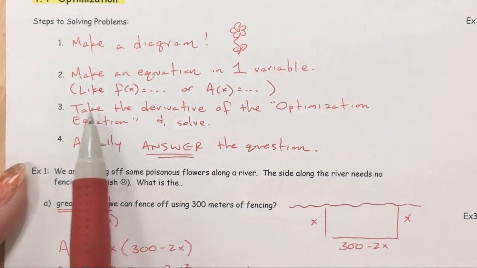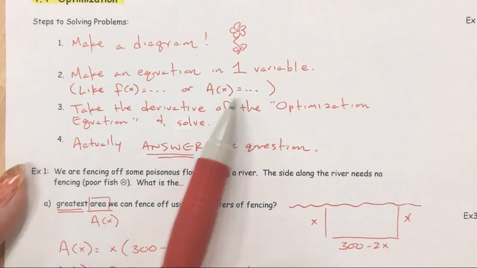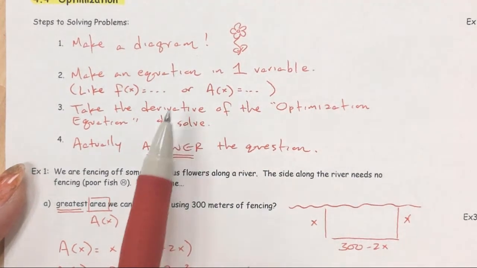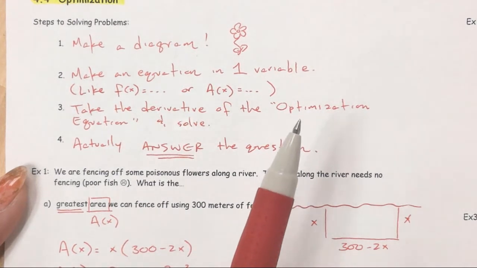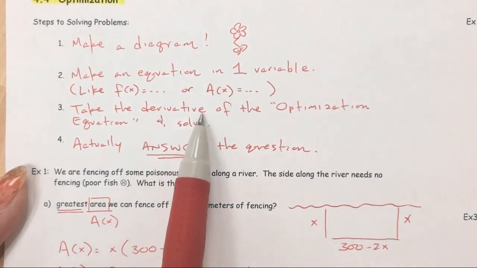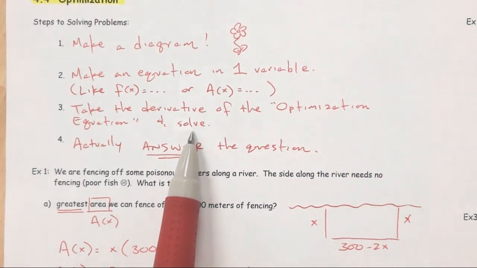And then number 3, you take the derivative of the optimization equation that you just made, and then you solve for 0. Why do you take a derivative? Because you're looking for the most and the least. So basically when you take a derivative and then you set it equal to 0, that gives you a max or a min. Okay, the most and the least, that's a max and that's a min. All right, so that's what we're doing.